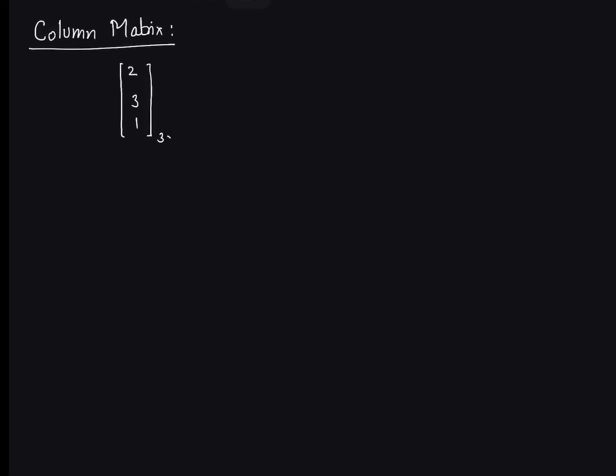Similarly, column matrix, that means if you have a matrix in which you have only one column, then that matrix is called a column matrix. For example, this matrix has 3 rows and 1 column. You can take another example. This matrix has 5 rows and 1 column. So such matrices are called column matrices.